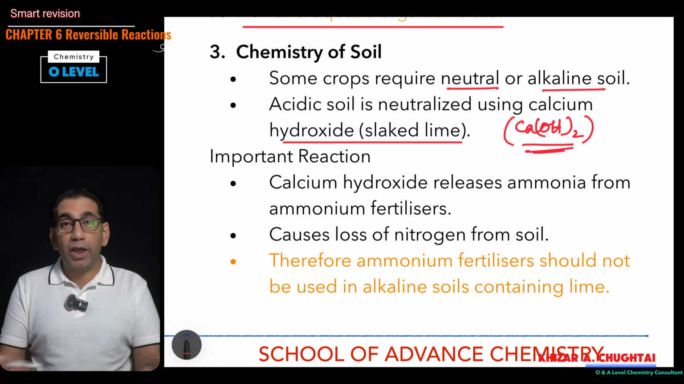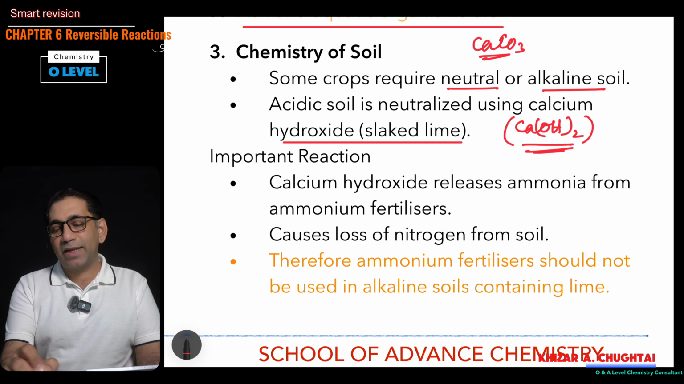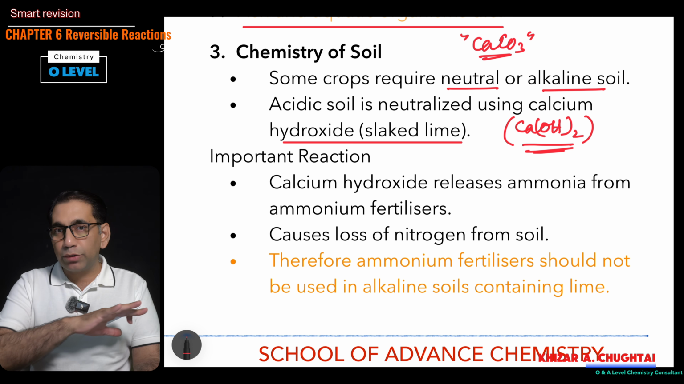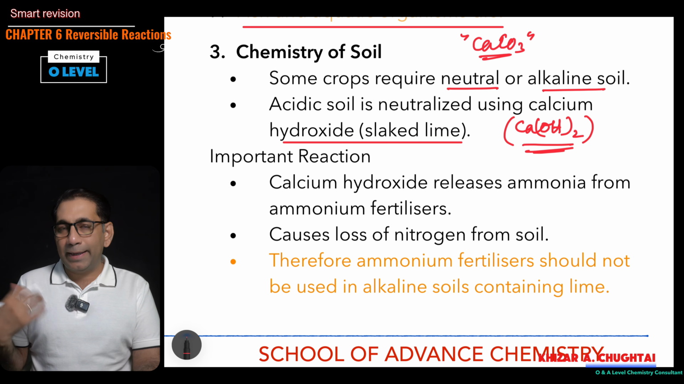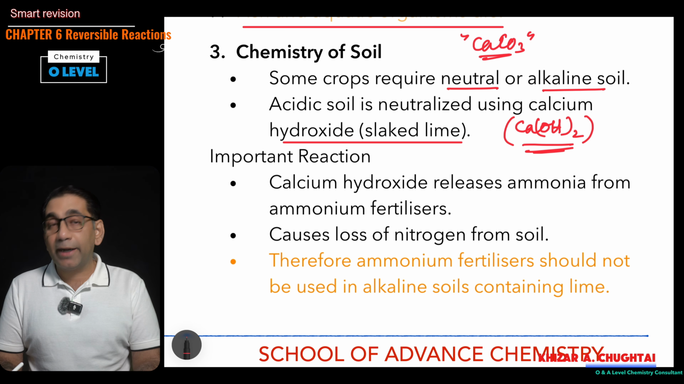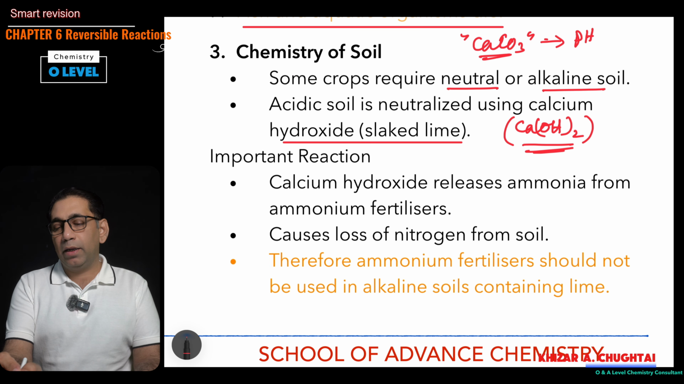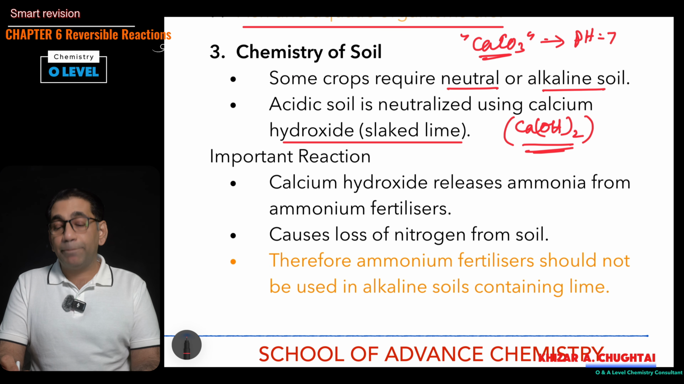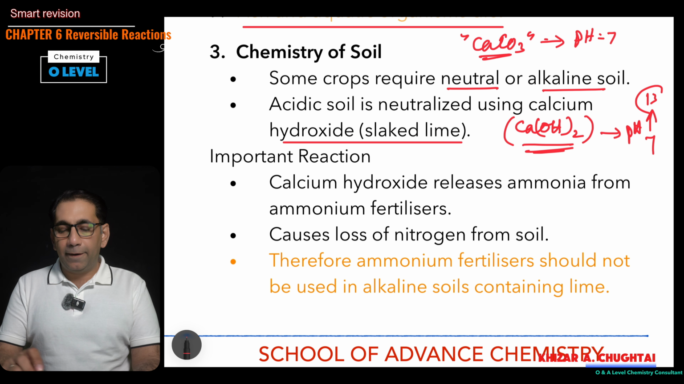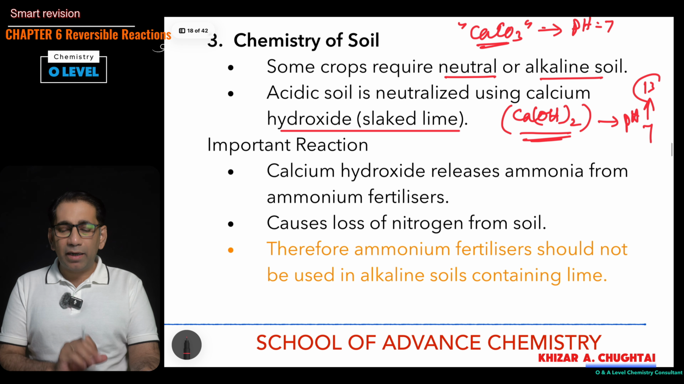However, if you just want to neutralize the acid in the soil, then there is no need to add this one. Then you will add calcium carbonate. This is limestone. Limestone will just neutralize the excess acid present in the soil, but it will not change the pH of the soil above 7. So calcium carbonate maintains the pH of the soil up to 7. Calcium hydroxide neutralizes the acid, as well as increasing the pH above 7, and it may go up to 13 or 14. But here are some demerits.